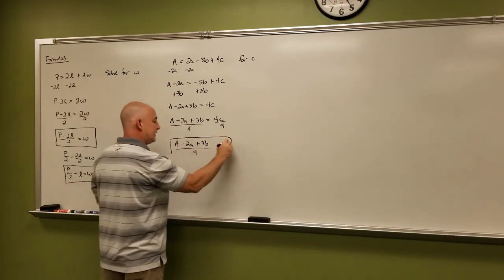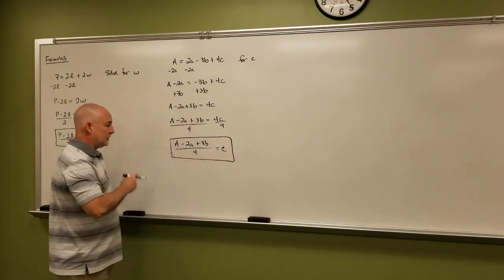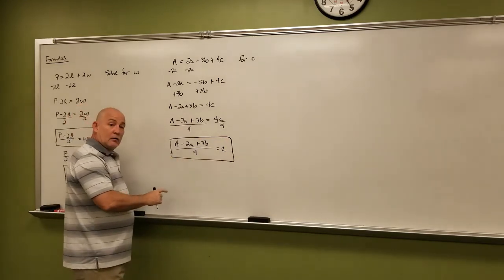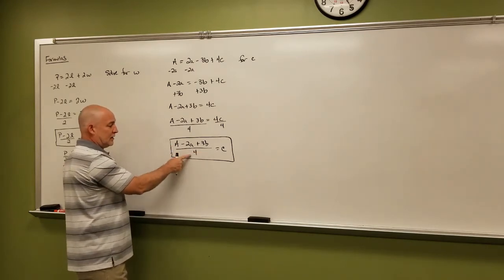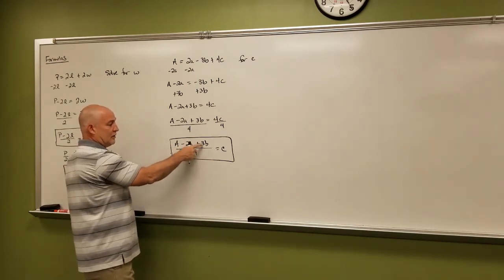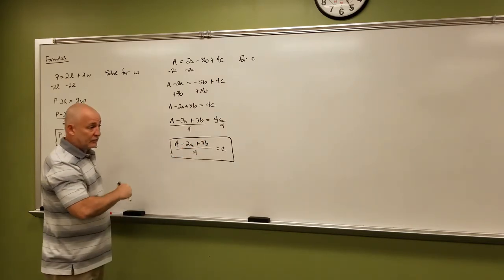Now that's a perfectly acceptable answer. If you left it like that, you get full credit, of course. Now you could also, depending on the author, break this up into 3 fractions, right? The a divided by 4, negative 2a divided by 4, and the 3b divided by 4, and simplify anything you can.